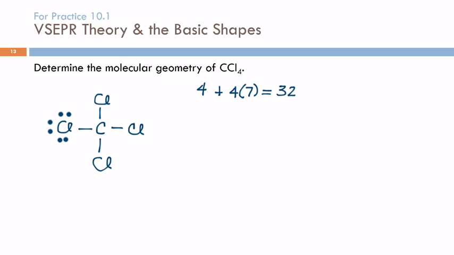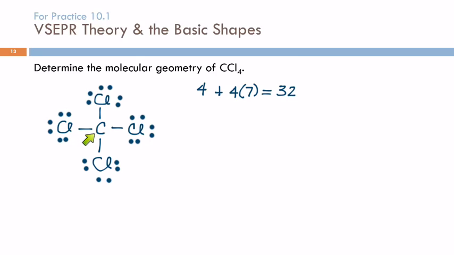10, 12, 14, 16, 18, 20, 22, 24, 26, 28, 30, 32. We don't need any multiple bonds. If you check the formal charges, they're all going to be 0, and everybody is fulfilling the octet, so it's all happy and good. That's step 1.